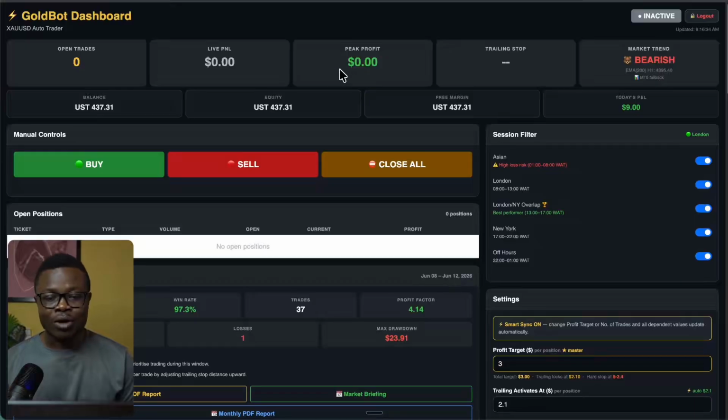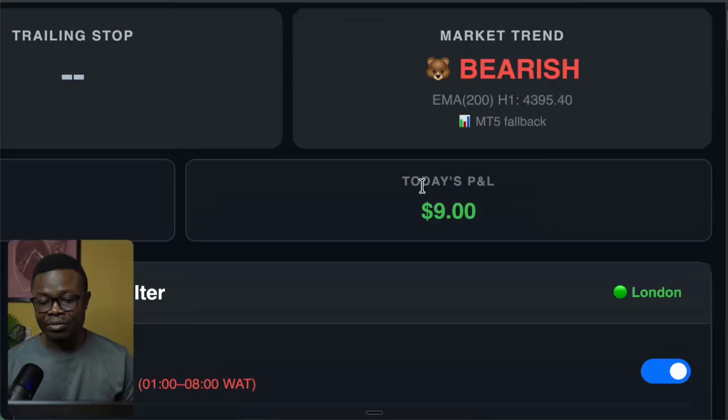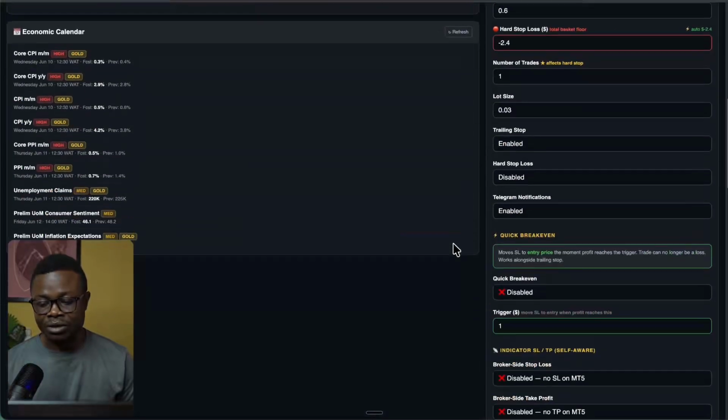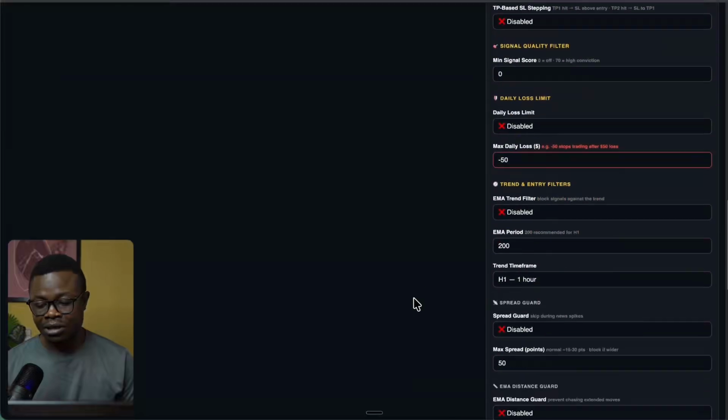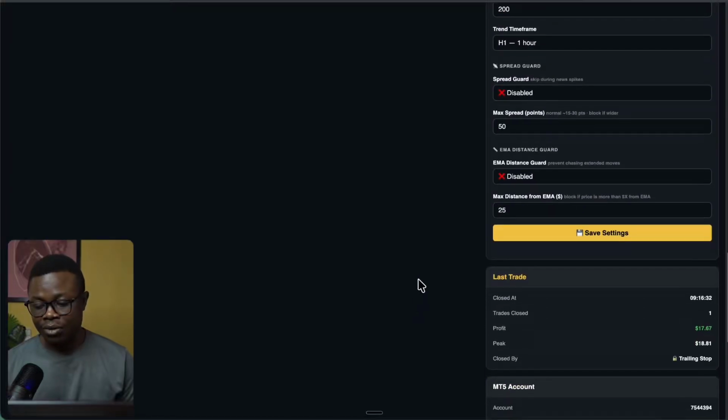Okay. So once there is a little pullback as the market is moving, and as long as trailing stop has been activated, it automatically closes that trade for you. And very soon, just give it a few minutes and you'll see today's PNL will be updated. Then if I scroll down right here, we'll see what the bot closed that trade at.